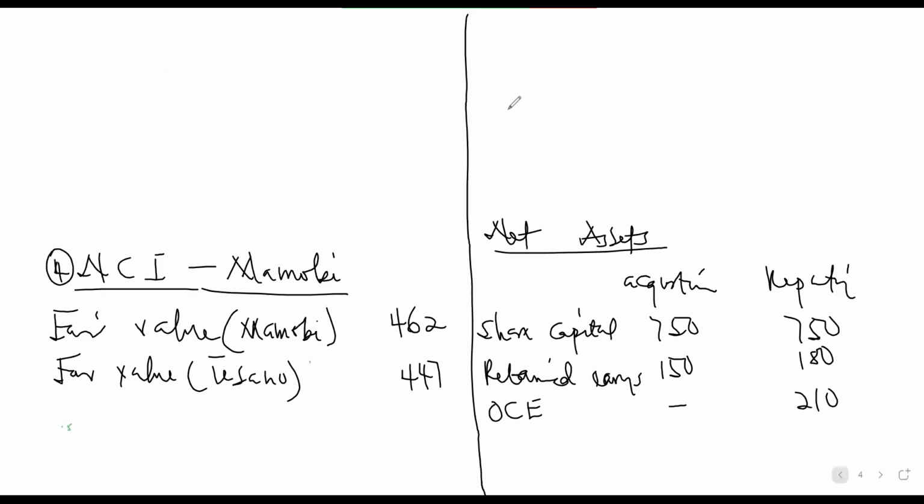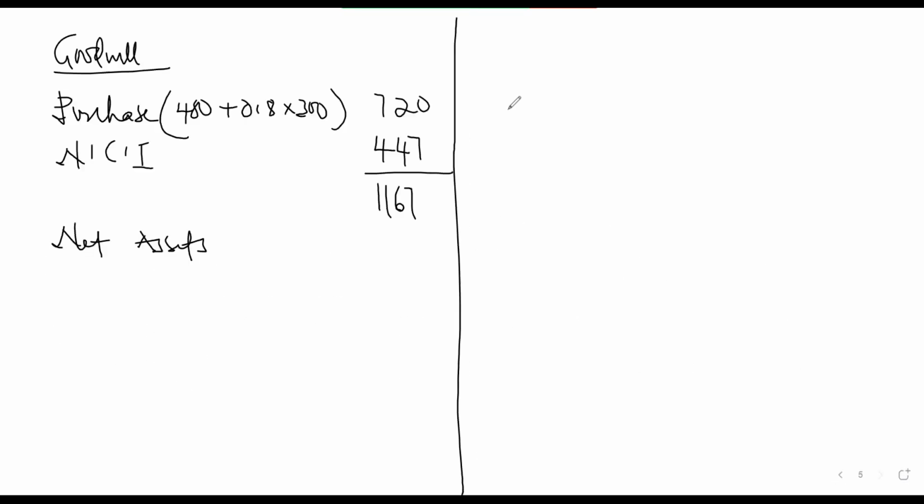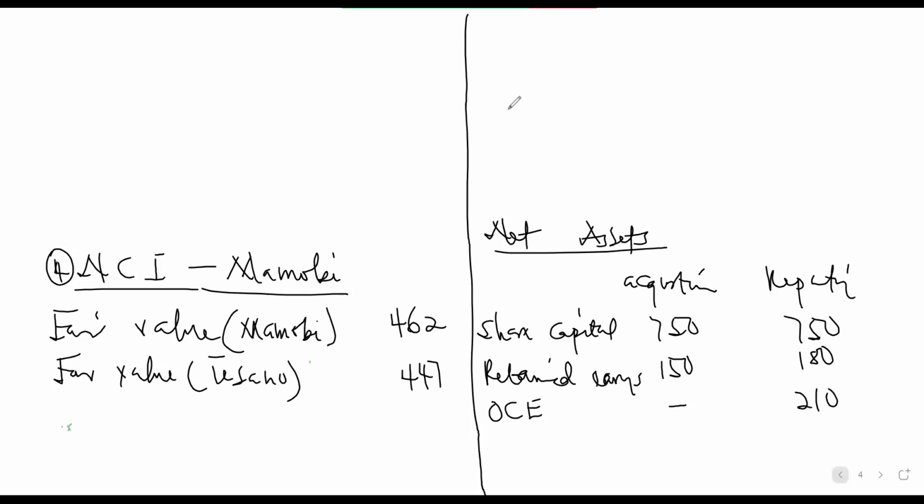Sorry, 750 plus 180. But are we not supposed to add the NCI, the 462 and the 447? No, the 462 is for Mamobi. We are only going to be using the NCI for the Tesano. So we don't add the two NCIs. We are doing them separately, right?